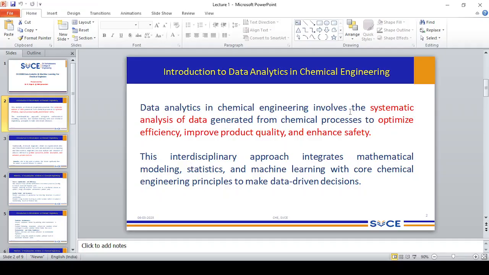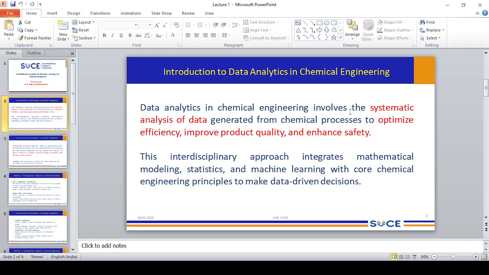During these processes, a large quantity of data may be collected in order to find the optimized point so that we can get an optimized yield in terms of efficiency. What I mean is that yield is efficiency and improved product quality. Some parameters will give you a consistent product quality, and some parameters will change to give you a better quality, and at the same time we also need to look into the safety aspect. By analyzing this data, we are supposed to optimize the process, improve the quality of the product, and also enhance the safety aspect as well.